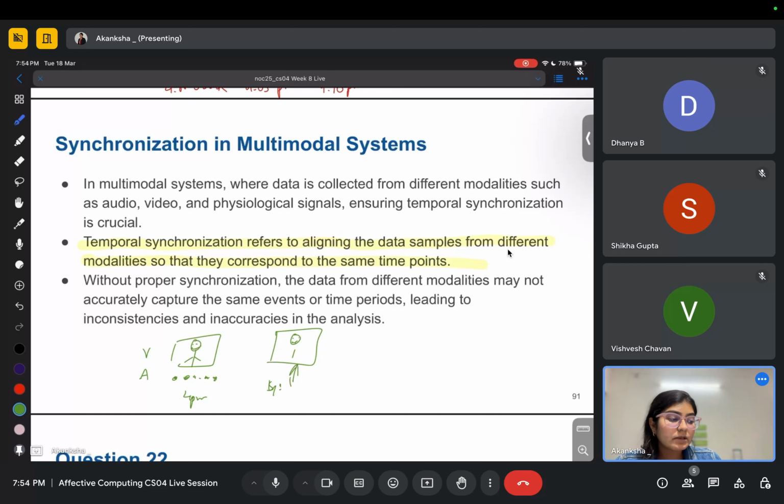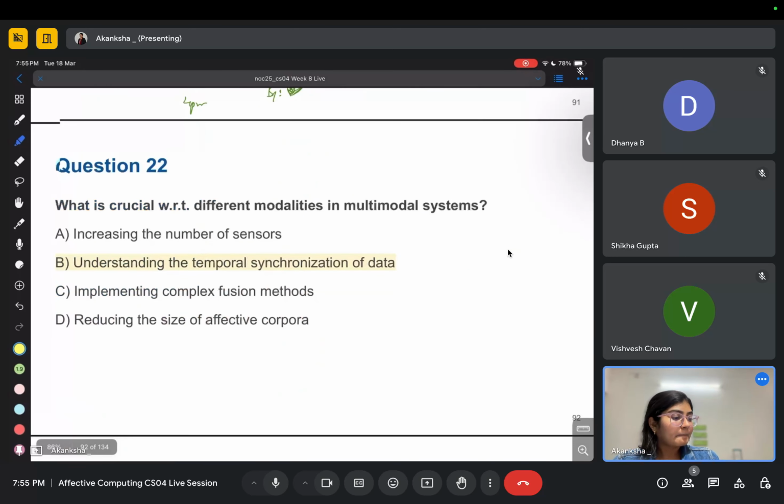It won't work, the correlation will be less, because this is from a different time altogether. So we need synchronization, and without proper synchronization the data might not accurately capture the same events or time periods, leading to inconsistencies and inaccuracies in the analysis. So understanding temporal synchronization is the most important out of these.